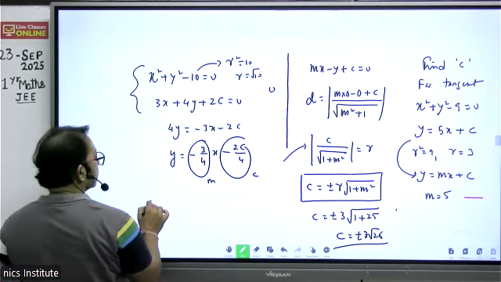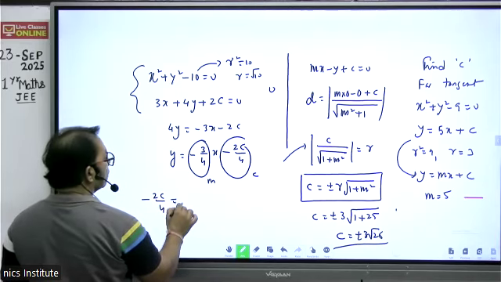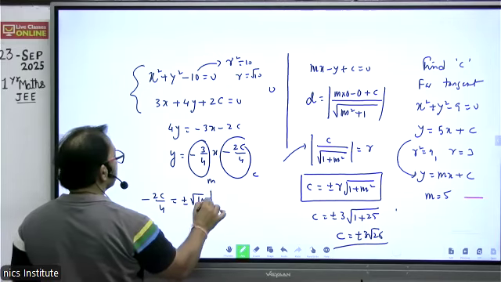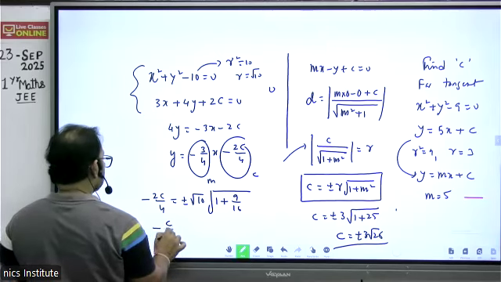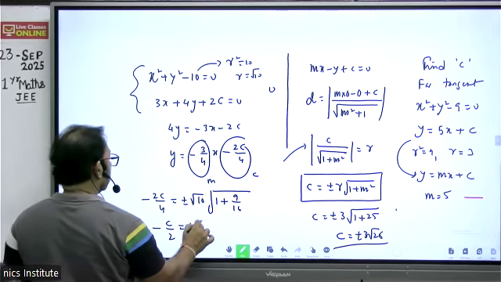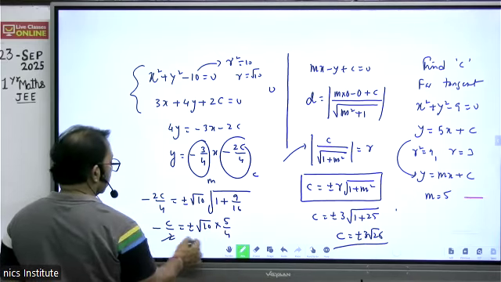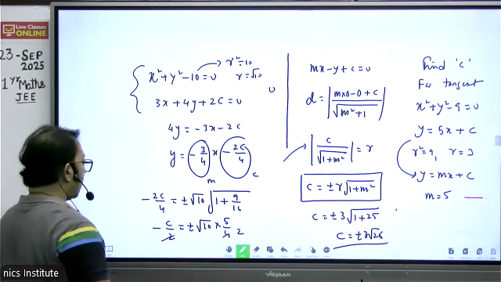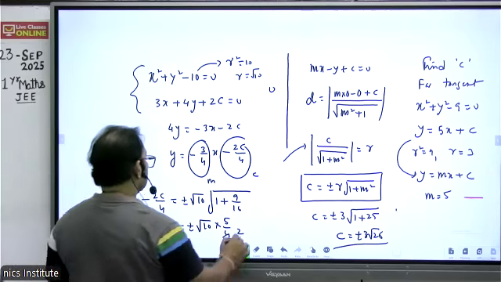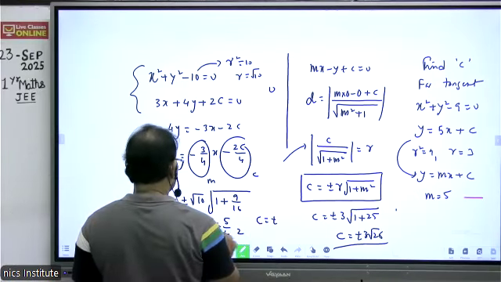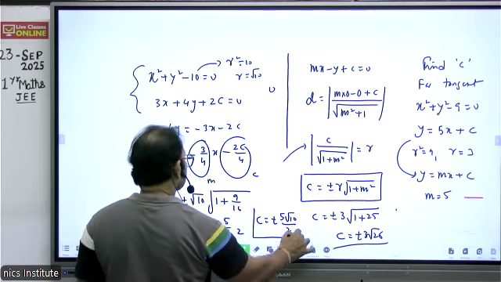So now you substitute. In place of c, you write minus 2c by 4. In place of r, you write root 10 under root 1 plus 9 by 16. So minus c by 2 equals plus minus root 10 times root of 25 by 16, that is 5 by 4. This will come. So c would be plus minus 5 root 10 by 2. That's your answer.